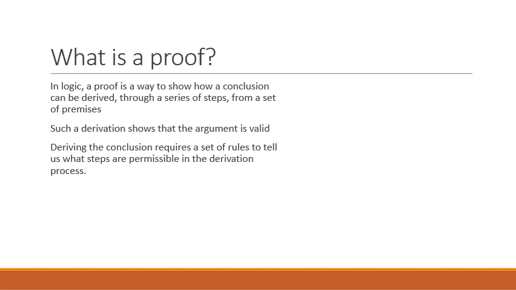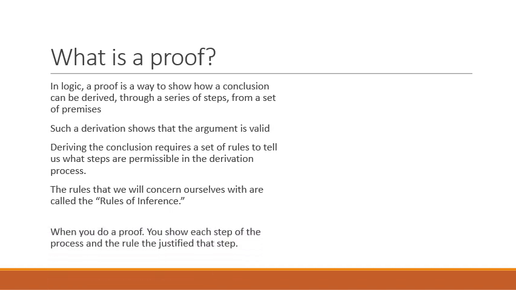So doing this derivation requires a set of rules to tell us which steps are permissible in the process. So we have to be sort of justified in whatever step we make, and the rules will tell us which steps we can take. And the rules that we're discussing are called the rules of inference, as I mentioned at the outset. There is also the set of the rules of replacement that you'll find in the text, but we're just going to concern ourselves with the rules of inference.